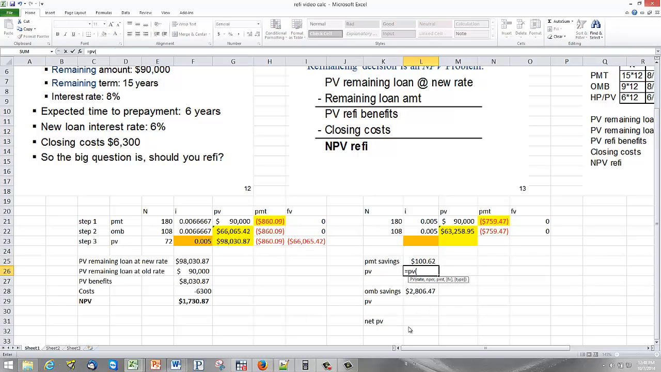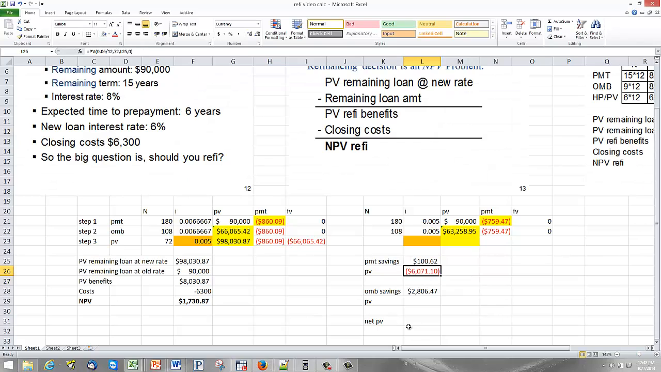So present value using our new rate, and we have 72 payments where we're going to have savings. Here's the amount I'm going to be saving, and 0 future value. Because I want to make this a positive, I'm just going to put a negative in front of there. So the present value of 72 months of $100.62 of savings is this $6,071.